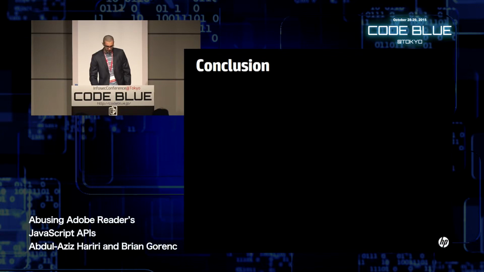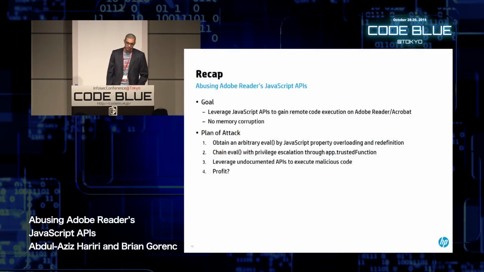All right. So in order to actually gain RCE out of this, we needed to leverage a couple of things: a system level eval with a bypass system with a trusted function, hijacking a method call inside a privilege block, and then chaining it with one of the undocumented APIs just to dump a file on disk and gain RCE out of it.